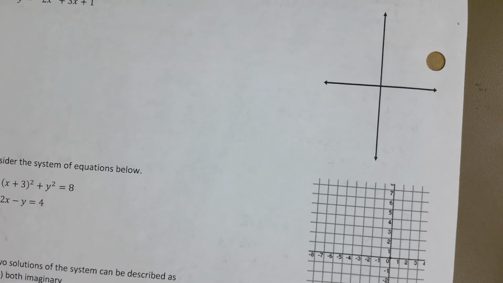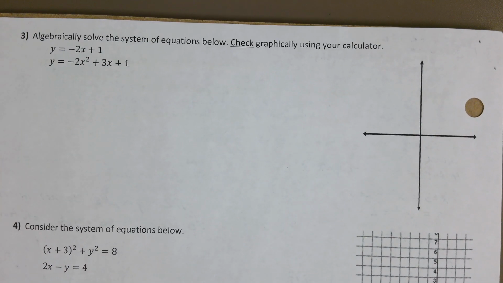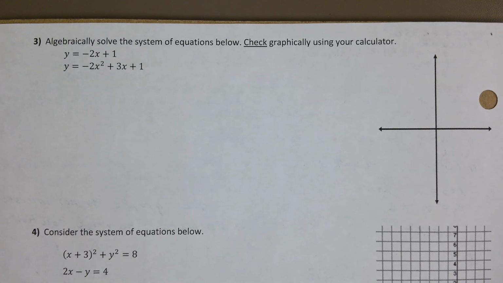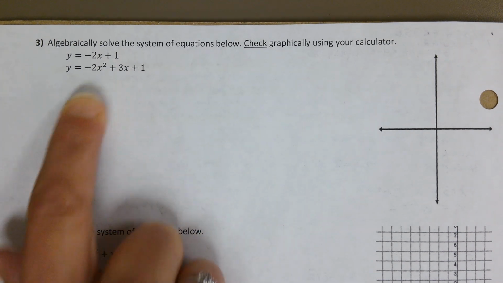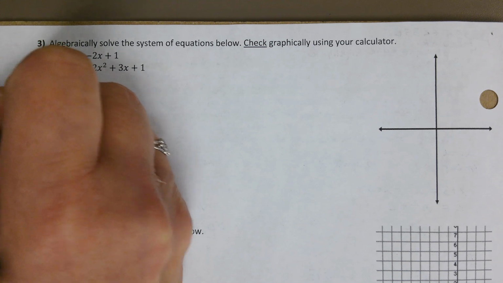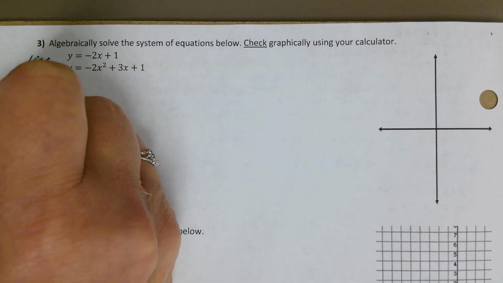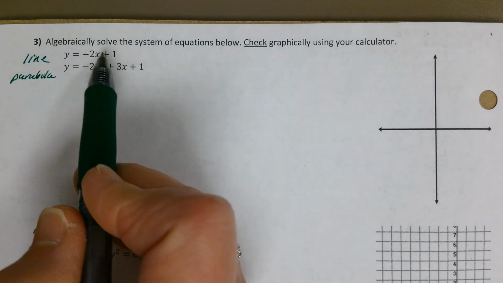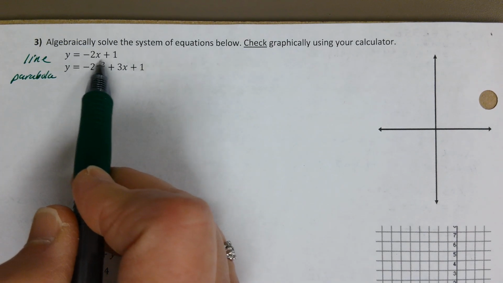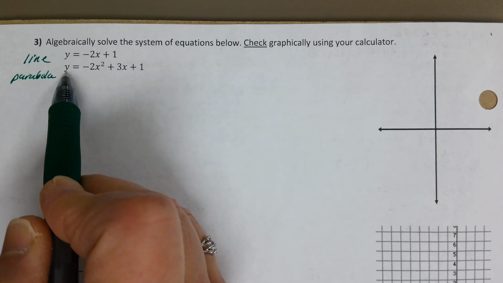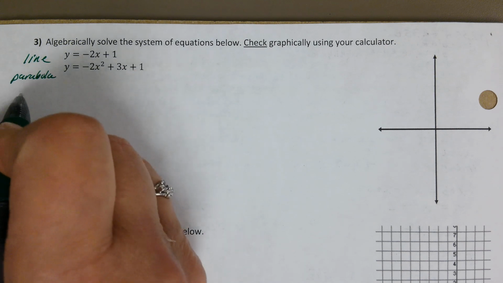Number 3, algebraically solve the system of equations below. Check graphically using your calculator. Here's our line and our parabola. Let's just make note of that. It's good to know. This is our line, and this is a parabola. So we have our linear equation here, negative 2x plus 1. We've got y by itself. So replace it in for y in our parabola.